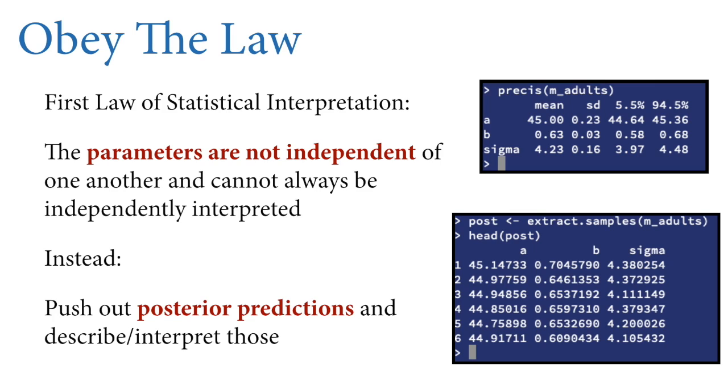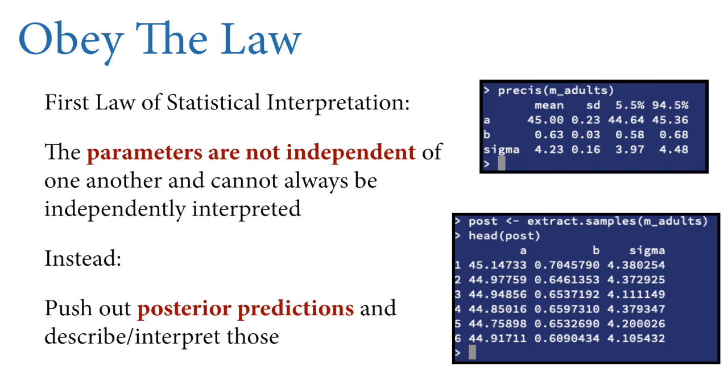It's also true that they're not independent in a second sense, which means that their effects on prediction are not independent of one another. They all act simultaneously on predictions. That is, you have to pick values for all the parameters in order to get a prediction for somebody's weight in this model.